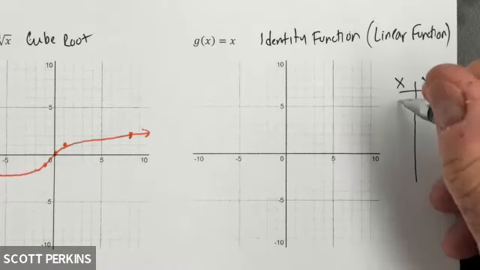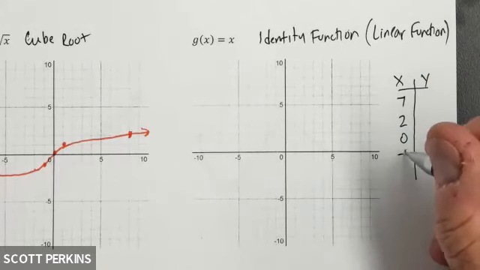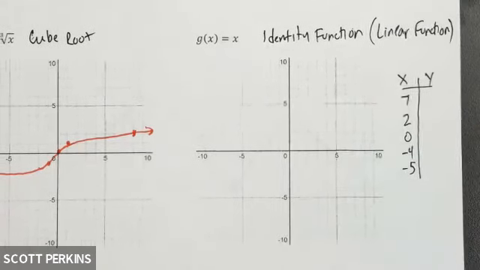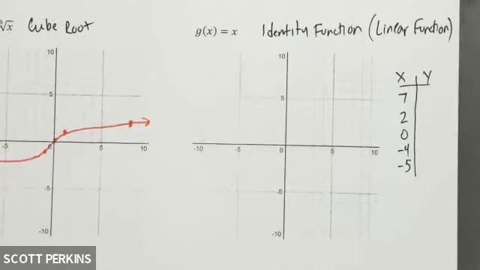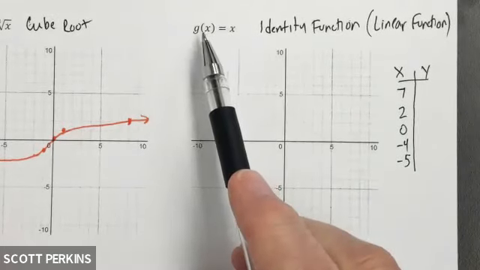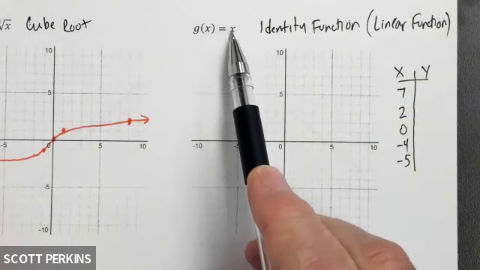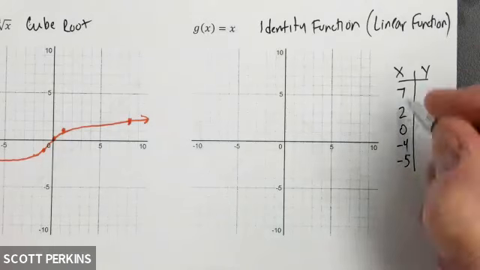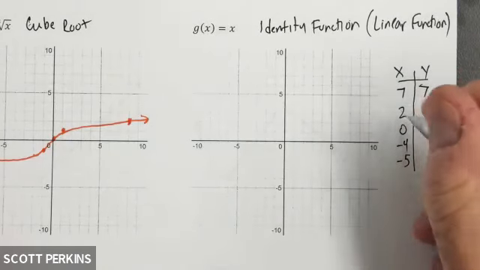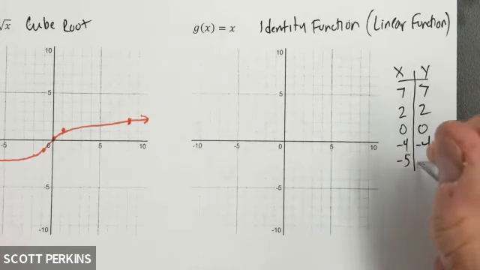So for instance, if I pick the x values 7 and 2 and 0 and -4 and -5, where did I get those from? I'm just picking whatever I want. I'm the one with the pen, so I picked you. If you're doing this, you can pick any x values you like. And whatever you plug in, notice here's what the identity function says. Whatever's in the parentheses, whatever you plug in is what you get out. Okay, you don't do anything to it. So when I plug in 7, I get 7 out. When I plug in 2, I get 2 out. And the same thing for 0 and -4 and -5.